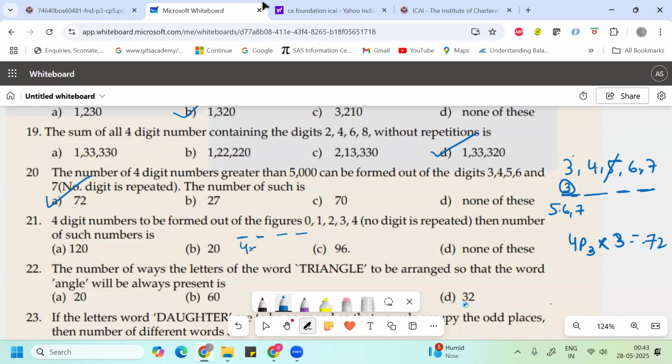Now you have three places. Suppose I use 1, and then you have 0, 2, 3, 4. So out of four digits, you have three places. In how many ways can you do this? So this would be 4P3 ways. So 4 into 4P3. 4P3 is again 24. 24 times 4 would be 96. So the answer for this question 21 is option C.